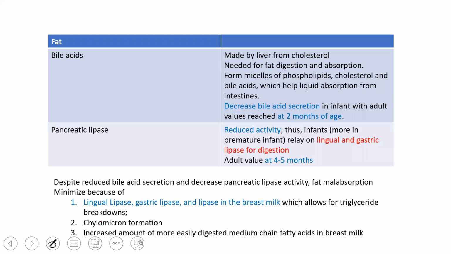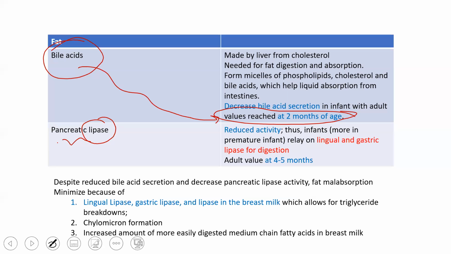What's important here is that we know the bile acid reaches the adult value around 2 months. Not only this, the lipase from the pancreatic enzyme reaches adult values by 4 to 5 months. And that's one of the board questions. I found it. It came in the board.